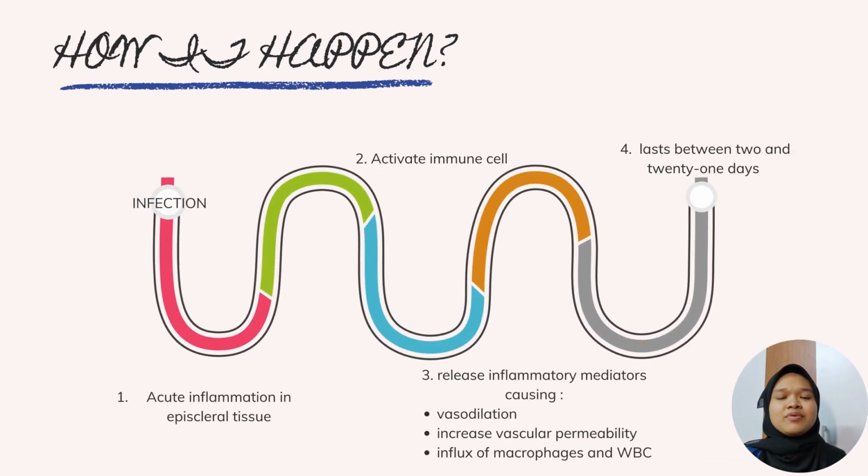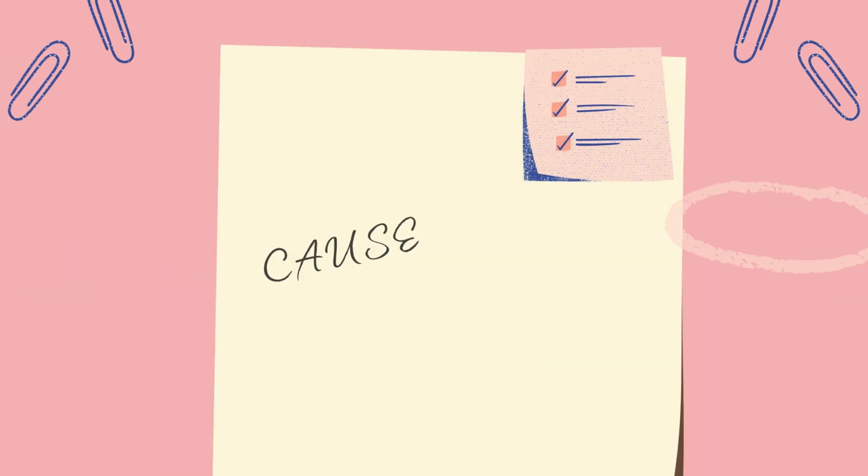After all of that, now we want to know how this problem starts. It starts with an infection of bacteria that arrive at the episcleral tissue. Then acute inflammation happens in the tissue. When the inflammation happens, it activates the immune system, which releases inflammatory mediators. These mediators cause vasodilation, increased vascular permeability, and an influx of macrophages and white blood cells to remove all the bacteria from the body. This infection may last between 2 and 21 days.